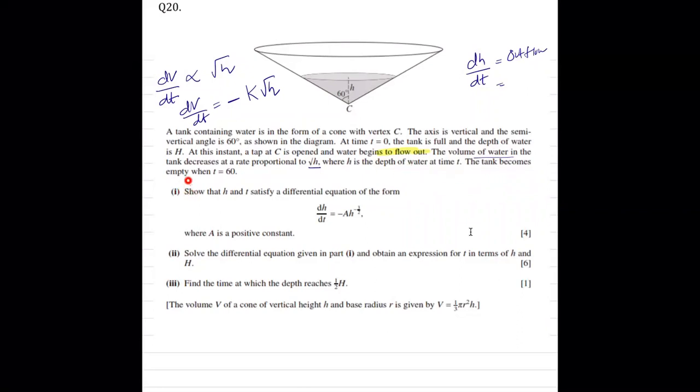The tank becomes empty when t is 60. Show that h satisfies the differential equation of the form dh over dt equals minus a h to the power of minus 3 over 2. Is there anything that you do not understand by the wording of the question? No, sir, I understand it.